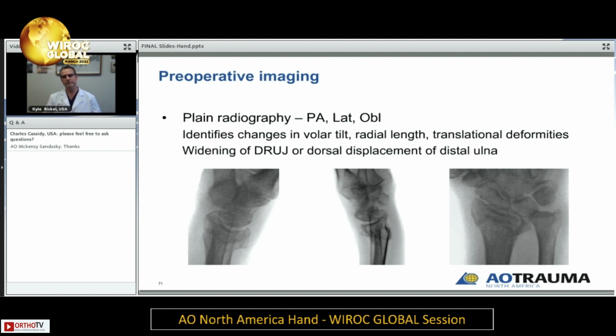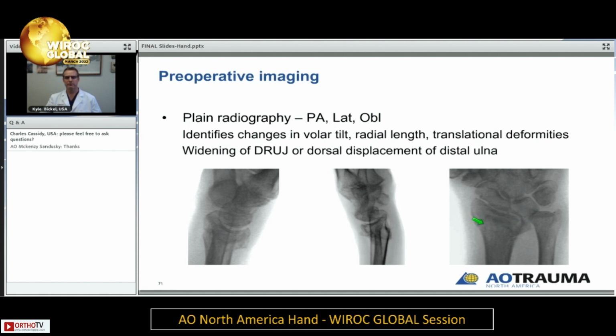Preoperative imaging always includes standard views of the radius on plain radiography: PA, lateral, and oblique. It identifies changes in volar tilt and radial length, and we can identify translational deformities. You can see widening of the DRUJ and often dorsal displacement. On this image, which I'll highlight here, we can see a pretty substantial length discrepancy between the radius and the ulna. There was significant shortening in addition to dorsal collapse and tilt. And here we see uncoupling again with widening of the DRUJ.